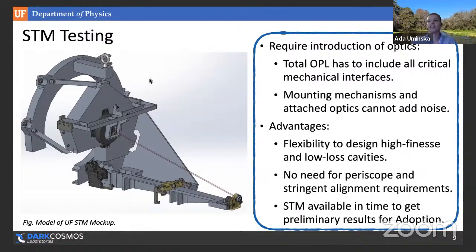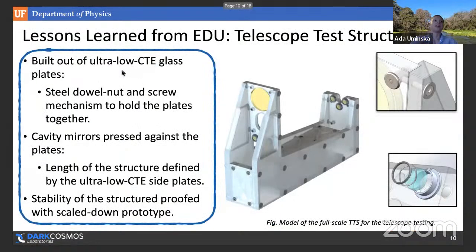In addition, the STM will be available 5 to 6 months earlier, which gave us a chance to get preliminary stability results for the adoption review, and to apply lessons learned from the EDU on how we actually want to attach those mirrors to the STM.